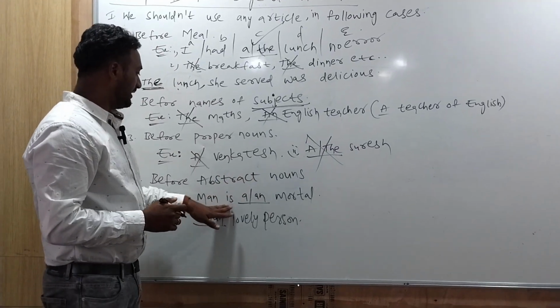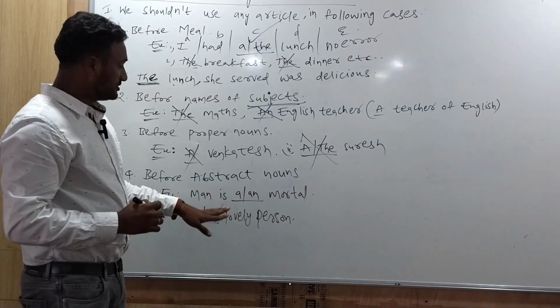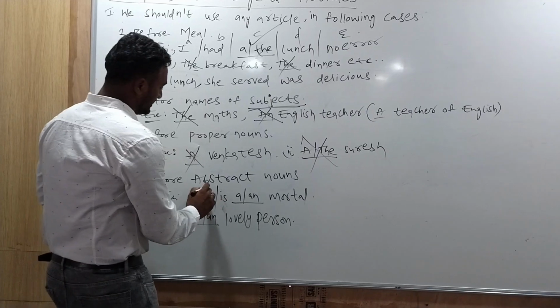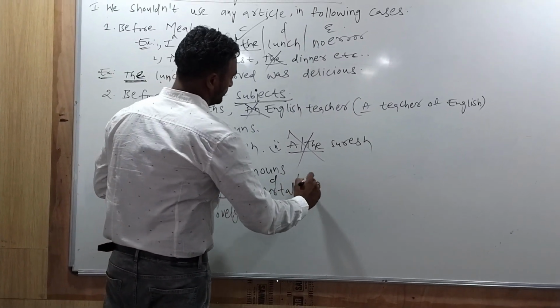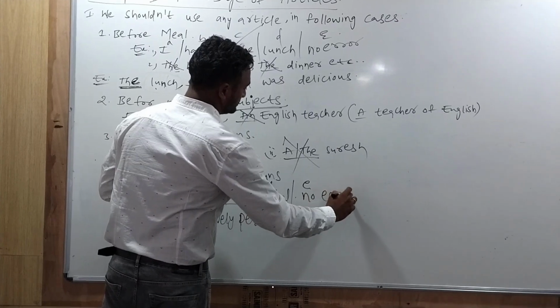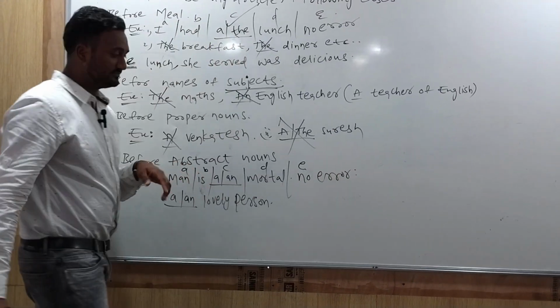So most of you think that man is immortal. Most of you may say, which part of the sentence has an error? B, C, D and E, no error. So this is how the examiner is going to question in the examination.